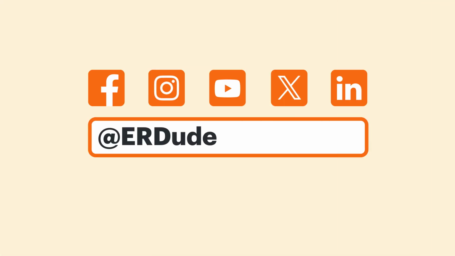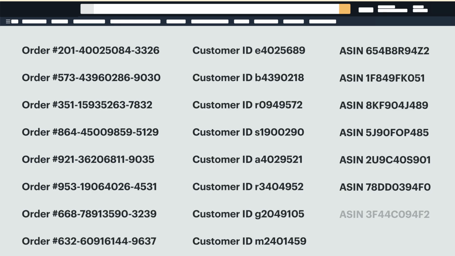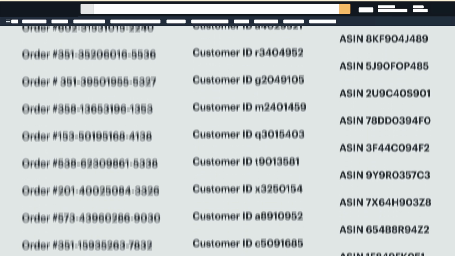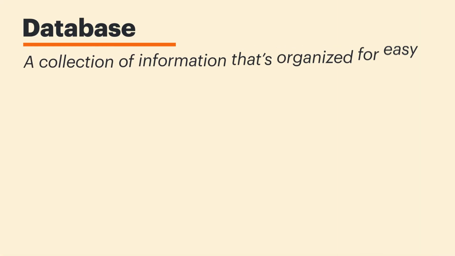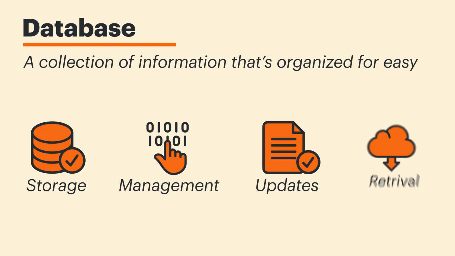Have you ever wondered why you get an error message telling you that your ideal social media handle's already been taken? Or maybe you're curious how an online store like Amazon keeps track of so many different orders, customers, and products. The answer to these questions lies within the creation of a database. A database is a collection of information that's organized for easy storage, management, updates, and retrieval.